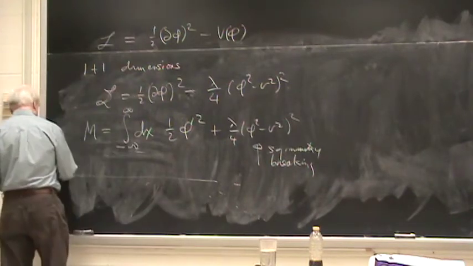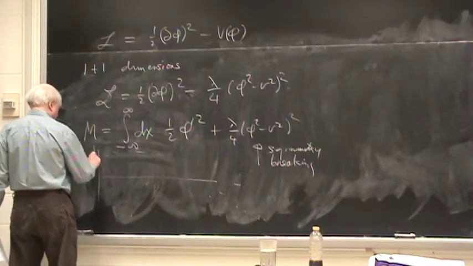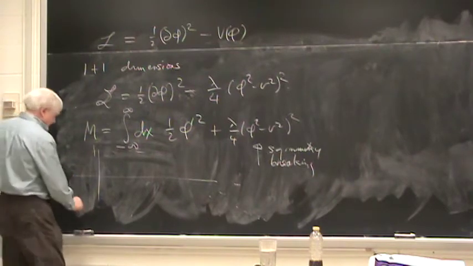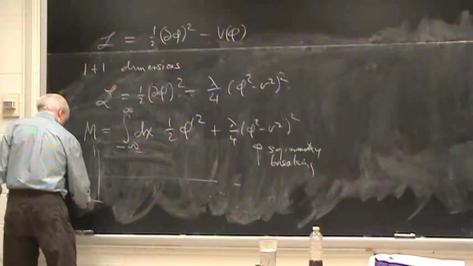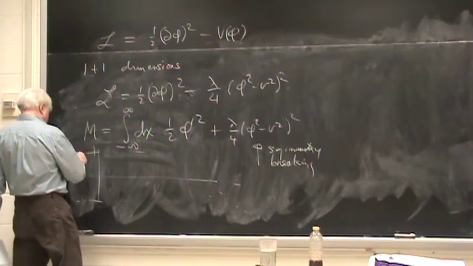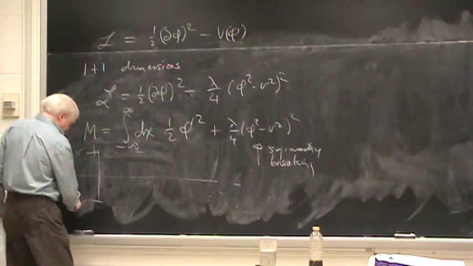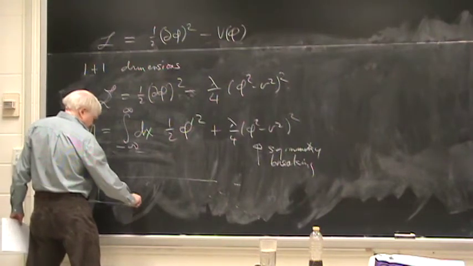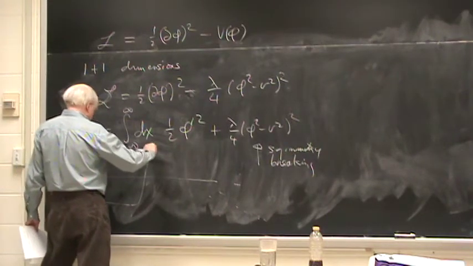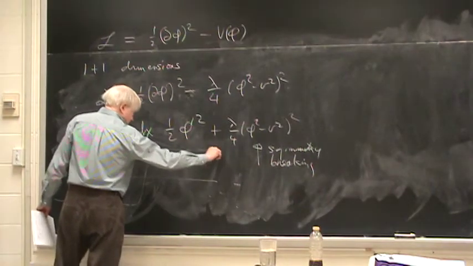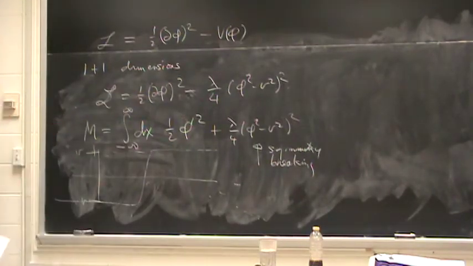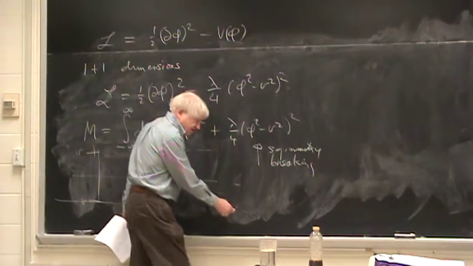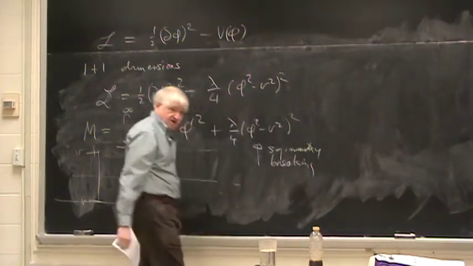So here I'm plotting φ as the vertical axis and space as the horizontal axis, and minus v here and let us say plus v there. So you can have a solution of field configuration φ of finite energy if it's minus v most of the time, and then it goes up quickly to be v and stays v out to plus infinity. Or it could flip down again and stay minus v, and then flip up, stay v, and so forth.